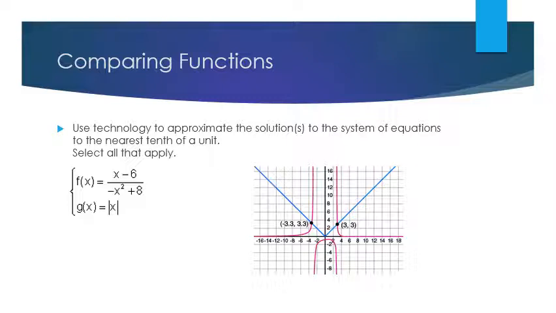So this blue line is g of x equals the absolute value of x. You might recognize that. And the other function is these 3 purple ones. It's a 3-part function, and that comes into place because there are some areas of the function that are undefined. With negative x squared plus 8 being in the denominator, there are a couple of places where it can't equal 0. So these pink ones are all the same function, and you're just looking for the points where they intersect. And in this case, you've got negative 3.3, 3.3, and 3, 3. So they want you to approximate those solutions.